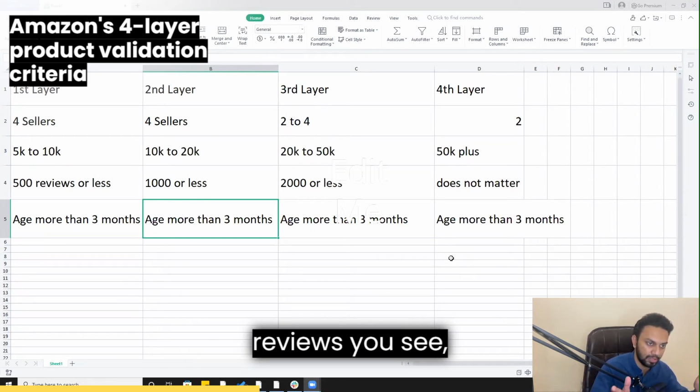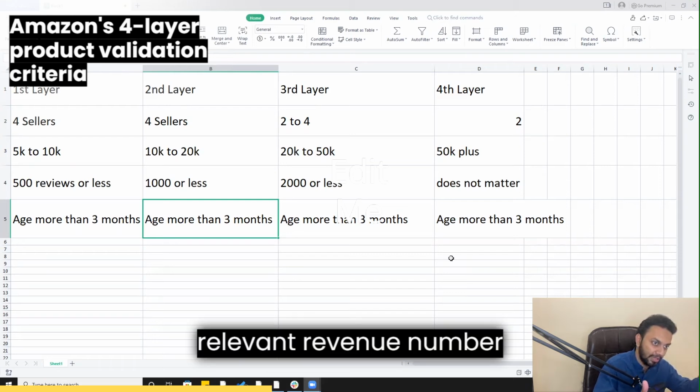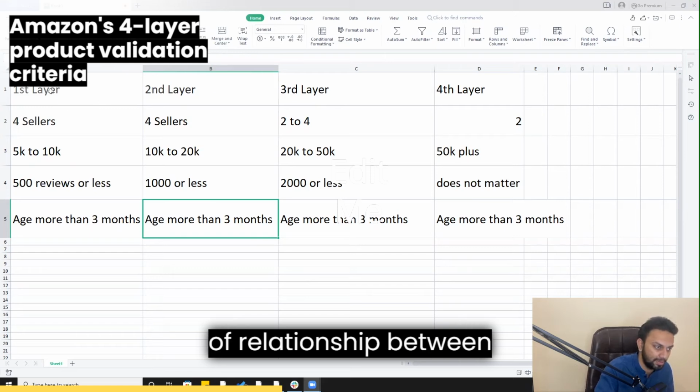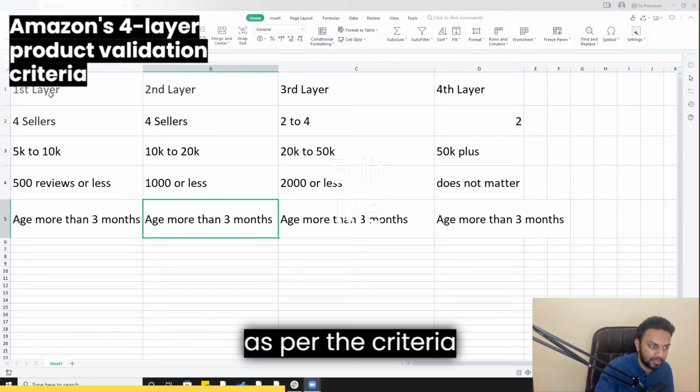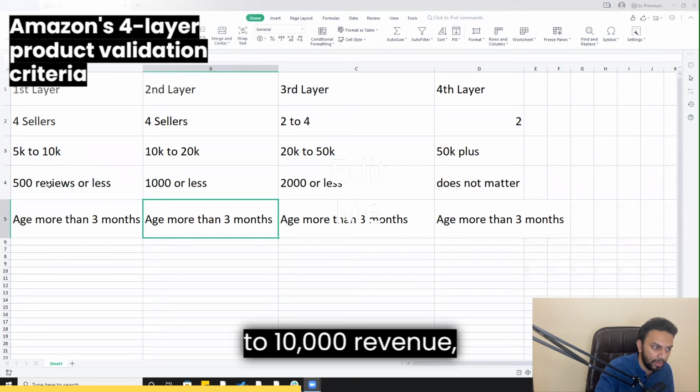The more reviews you see, the more time you need to achieve that, and in parallel, the more time you need to achieve that revenue number as well. That's how it is. So let's discuss these layers one by one. This is the first layer of the relationship between revenue and reviews. As per the criteria I usually use to evaluate a product, I prefer to see at least 4 sellers in this layer who are making 5,000 to 10,000 revenue with reviews of 500 or less.